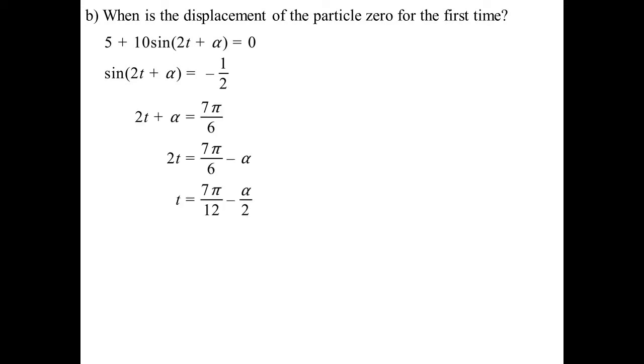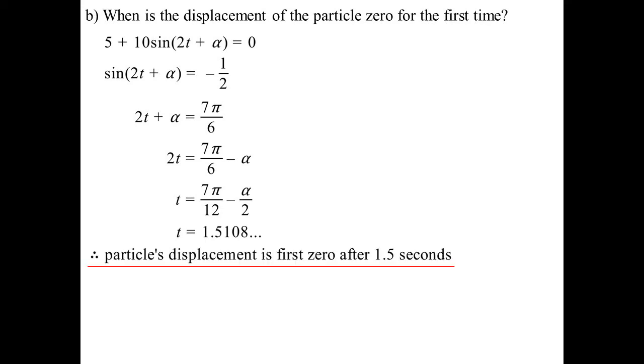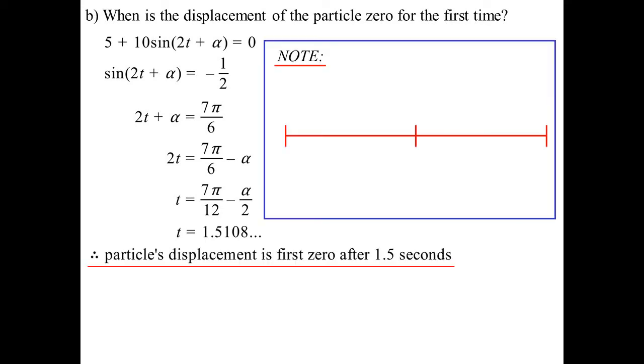We're just solving a trig equation. Okay, sine 2t plus alpha. I got a couple of possibilities there. Remember, alpha is that inverse tan of whatever it was. Subbing in, we get 1.5. So after 1.5 seconds.